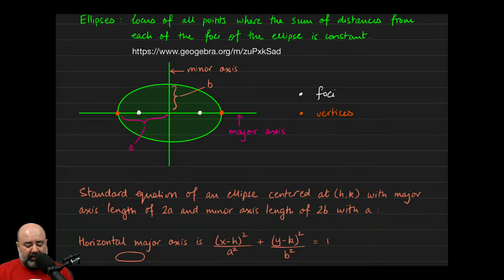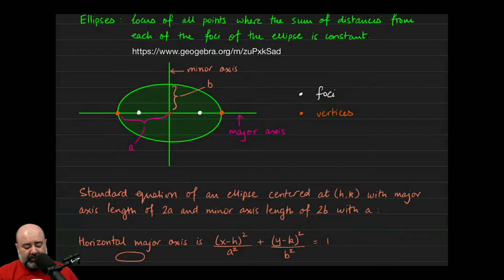Coming back here, a couple more labelings. The focal points here are right here and right here. Those are the white points. The orange ones are called the vertices. The vertices always lie along the major axis. So the major axis is essentially which way the ellipse is stretched. Is it stretched horizontally or is it stretched vertically? If it's stretched horizontally, you're pulling it to the side. If it's stretched vertically, you're pulling it up and down.